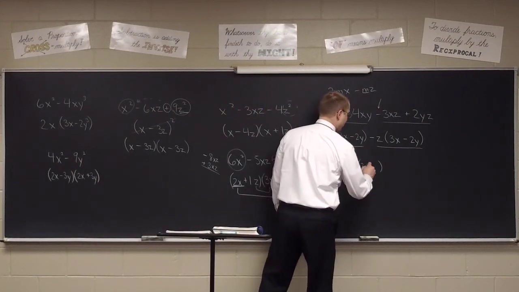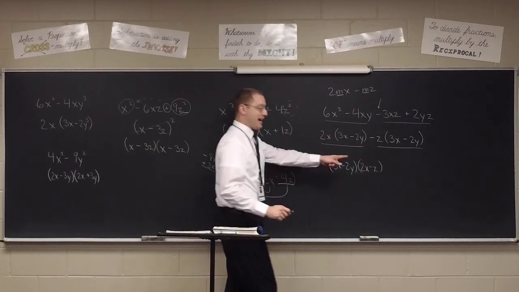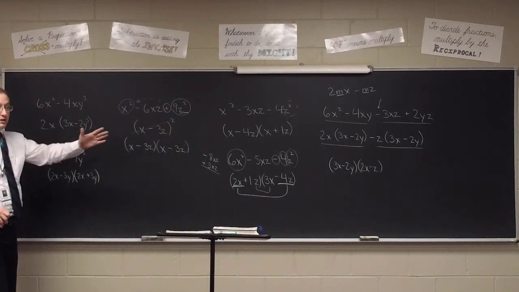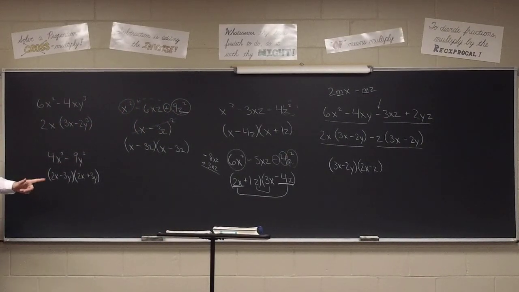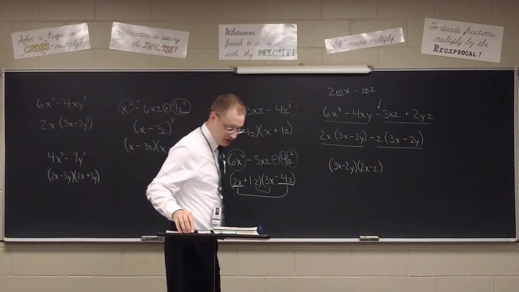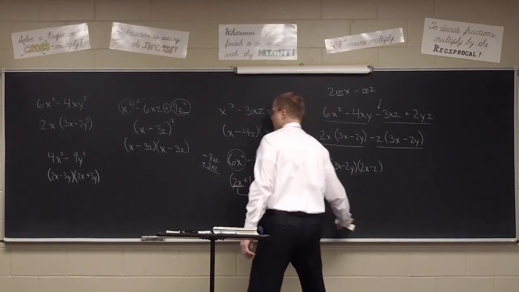2x minus z. Notice we end up with dissimilar binomials when you factor by grouping. It's kind of an overview of all the different factoring methods we talked about last quarter. Questions on any of these before we begin our new material? All right, that said, then in your notes, next section, rational expressions.